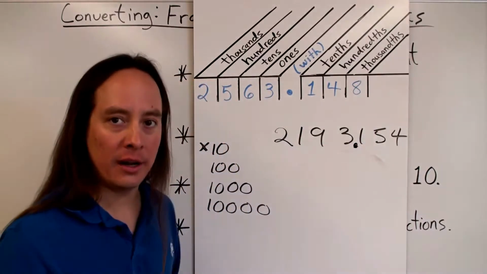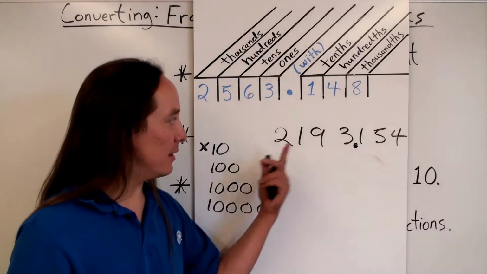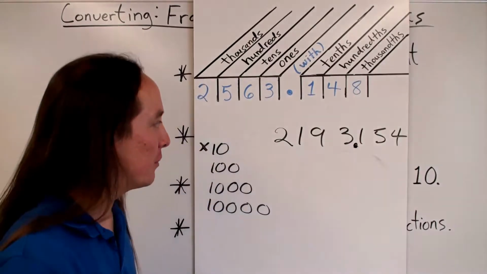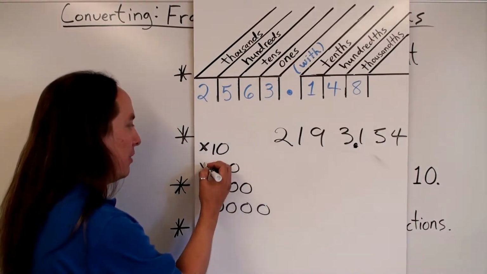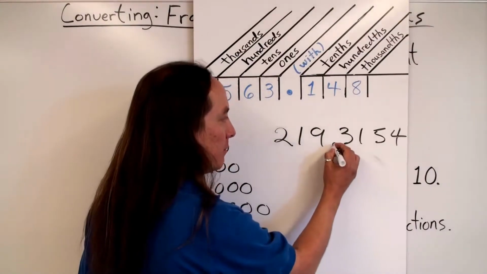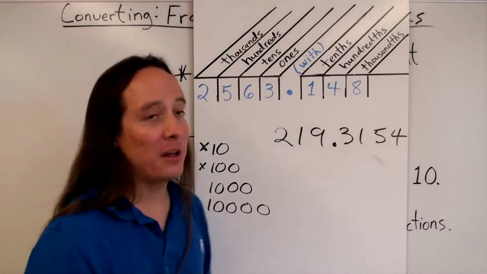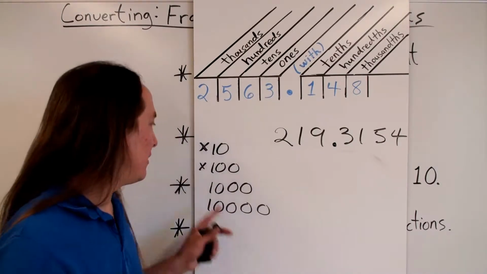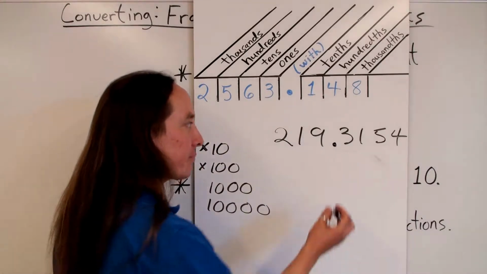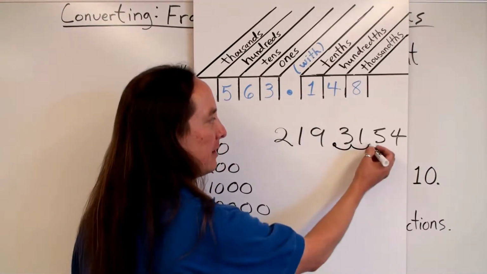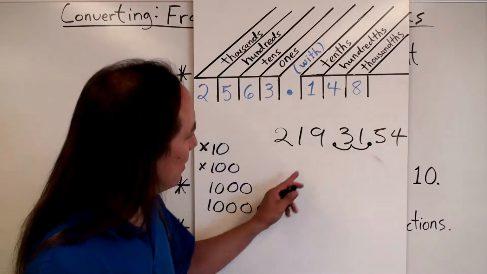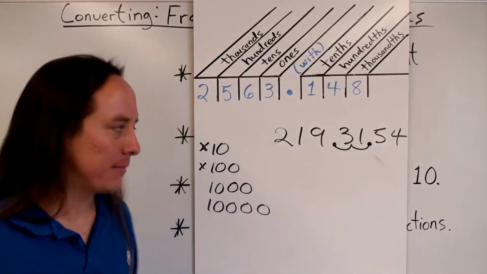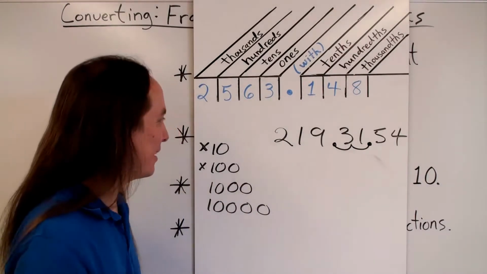Now I multiplied 219 times 10, and I get 2,193 with 154/1000. Okay. Let's multiply it by 100. Let's take that first one again. I'll start back where I was originally, 219 with 3,154/10,000. And we'll multiply it by 100. Now 100 has 2 zeros. Still multiplying, so I still got to go to the right, but it's going to be 2 places now. Okay, my decimal would be here. And that would give us 21,931.54. Okay? You getting the hang of this, right? It's kind of cool.